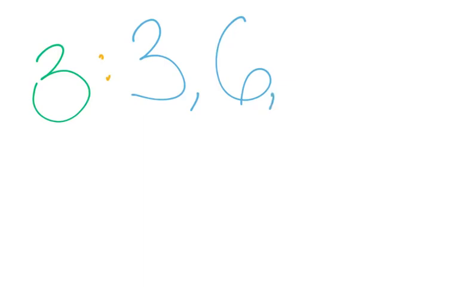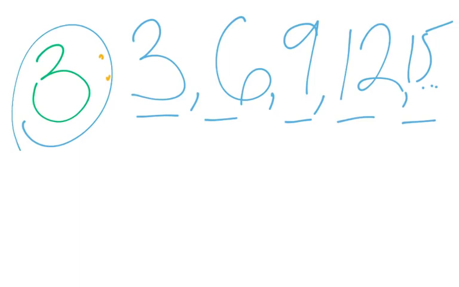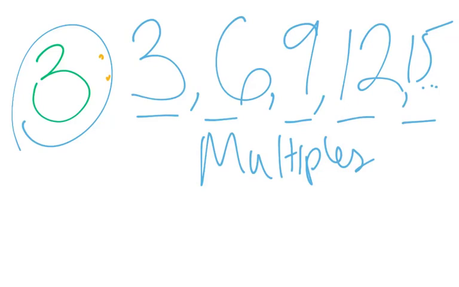3 times 3 is 9. 3 times 4 is 12. 3 times 5 is 15, and on and on and on. All of these products of multiplying 3 times something else are all multiples of 3. The way I like to think about it is, in class you might have heard me talk about the multiple monster.